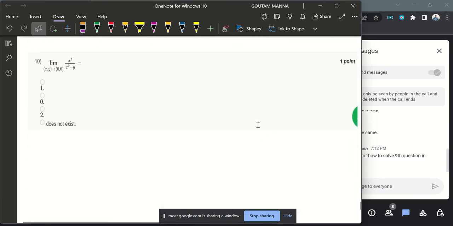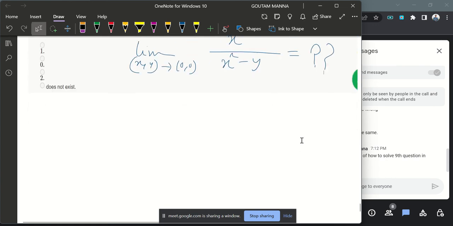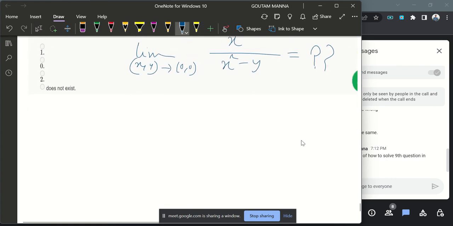Now the last problem. You are asked to find whether this limit exists or not: the limit as (x, y) tends to (0, 0) of x squared by x squared plus y. If it exists, whether its value is 1, 0 or 2, or it doesn't exist.